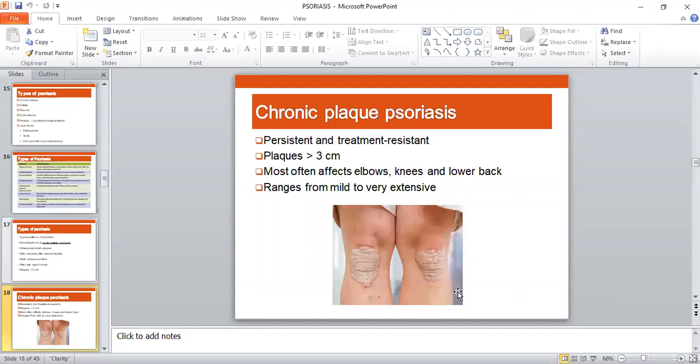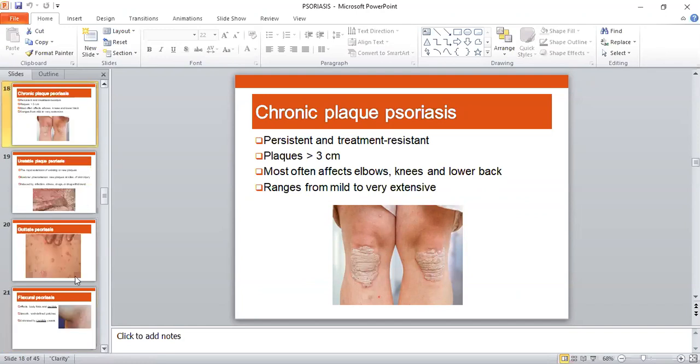This is the area. You can see on the extensor part of the knees, these are thickened plaques with scaly plaque seen on the extensor surface of the knees. These are on the lower back and range from mild to very extensive. This can involve even the whole body. So, chronic plaque psoriasis.